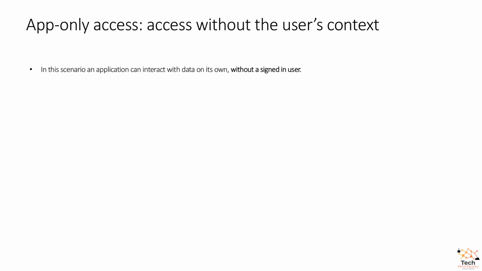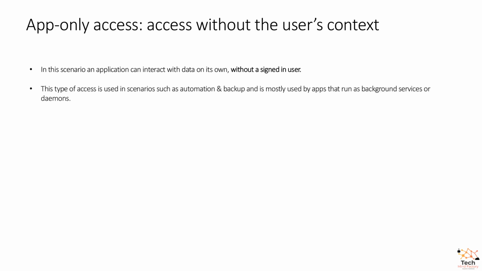Perfect. So now let's talk about application-only access, so the access without the user's context. In this scenario, an application can interact with data on its own without a signed-in user. So there is no user context. This type of access is used in scenarios such as automation and backup, and is mostly used by applications that run as background services or daemons. So in this case, it's very important to underline there is no user context. Those applications are background services.